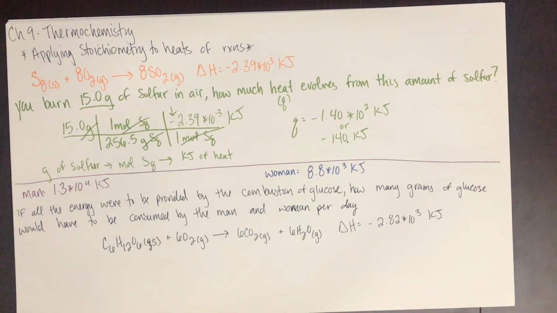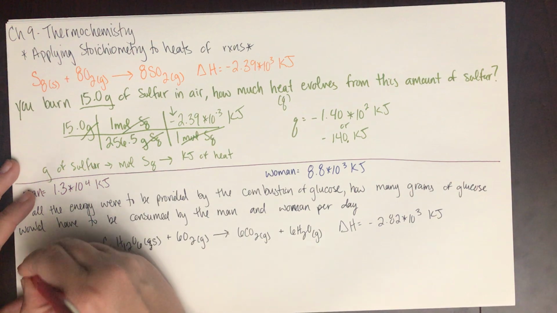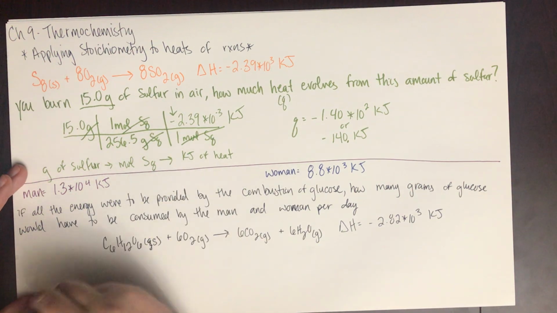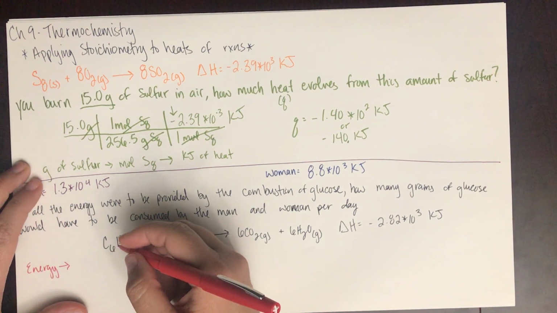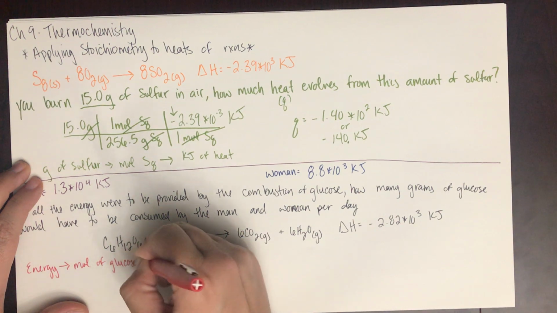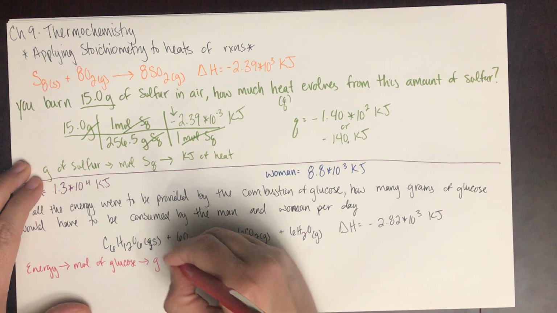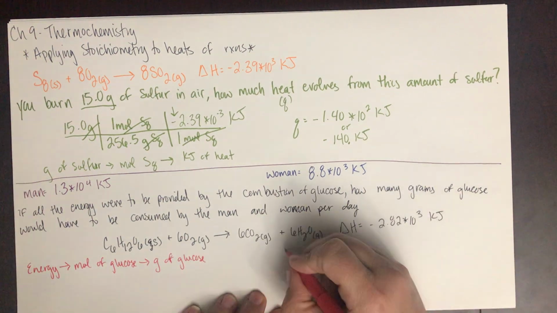This is 2 separate problems, but the process that we're going to take is going to be the same. We're just going to have different starting material. So I'm just going to write out the process, and then I'll do it for both the man and woman. We're going to go from the amount of energy that we need. I'm going to convert the energy to how many moles of glucose we're going to need, and then convert moles of glucose to grams of glucose. I'm going to do that 2 times.